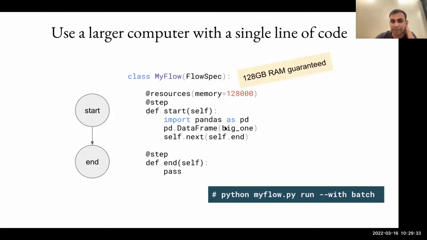So in this particular example, let's say you're processing this pandas data frame, and that can execute on an instance with 128 gigs of RAM. And then the end step may very well just execute on your local workstation. And then Metaflow will take care of passing data around, so you do not have to think about how data transfer is happening behind the scenes for you.